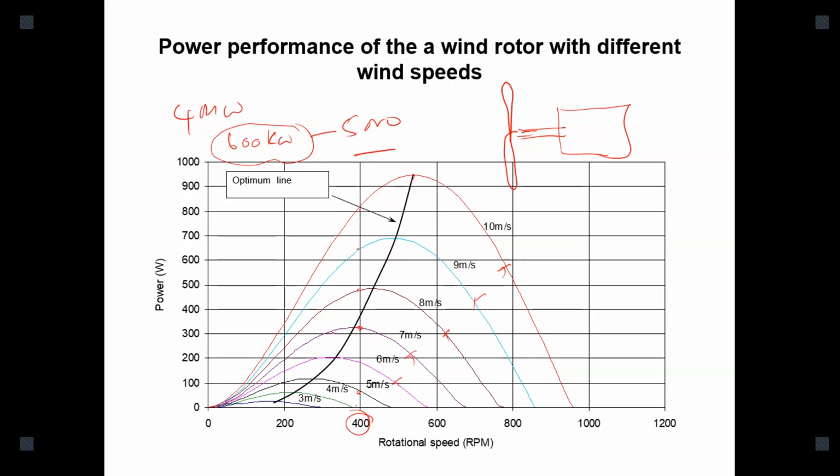Some points need to be addressed. You should understand here that the wind rotor curves should comply with the generator curves. The generator curve is different because it is only one line. There's a load curve of the generator.